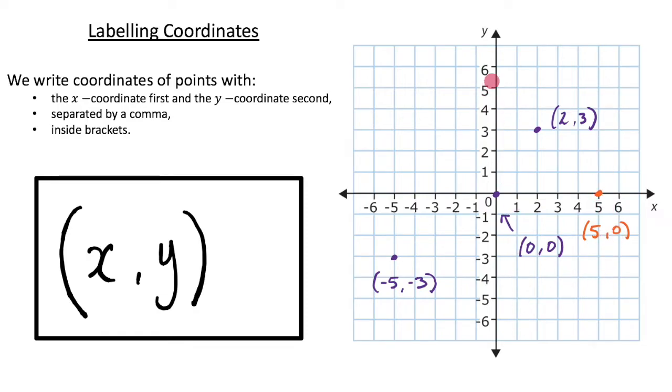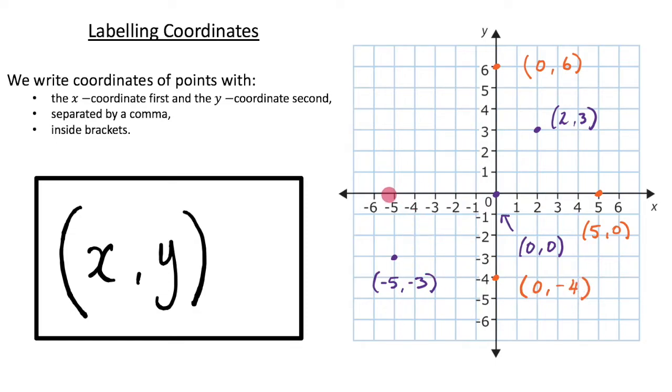Let's look at another one. Let me come up here. What would the coordinate be of this point? Well, this time I haven't gone left or right, so that means my x coordinate will be 0, but I've gone up 6, so it's going to be 0, 6. And again, we could repeat that for this coordinate. This time I haven't gone left or right, so my x coordinate will be 0, but I've gone 4 down, so it's going to be negative 4.